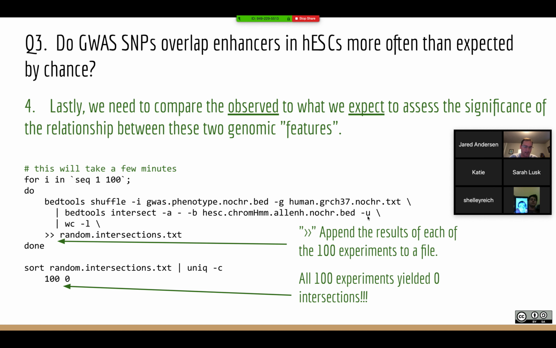Again, we're using the -u option to count unique intersections, and then we pipe that to wc -l, and then we're just keeping track of the count of intersections for each of these 100 experiments in a file called random.intersections.txt. So at the end of the day, random.intersections.txt will have 100 numbers in it, which are the count of intersections from each of these Monte Carlo experiments. Good? Okay.